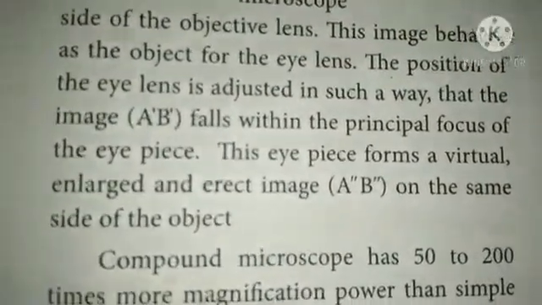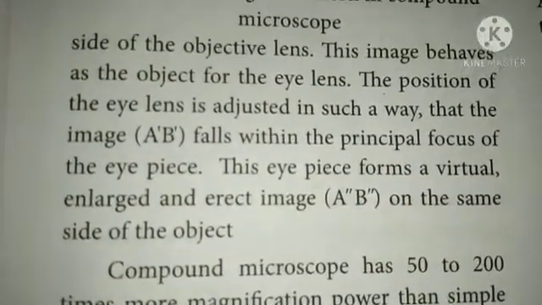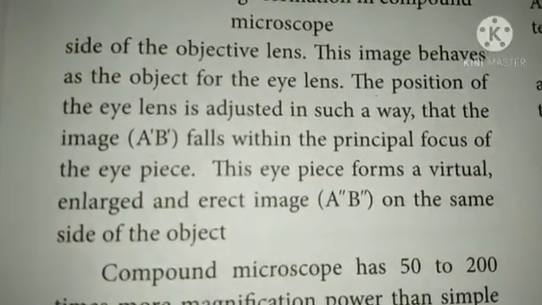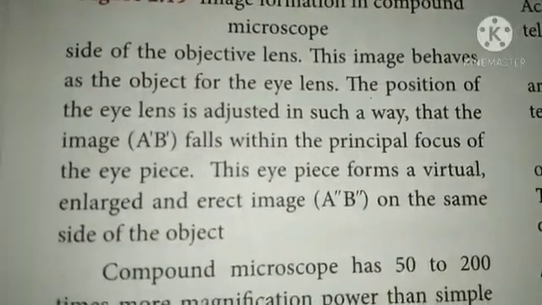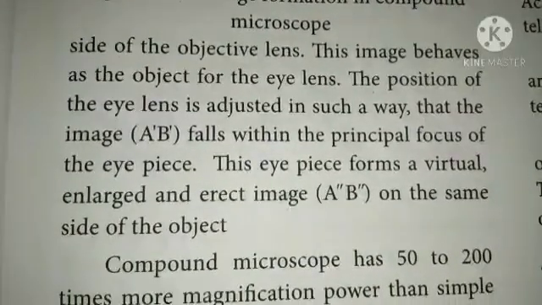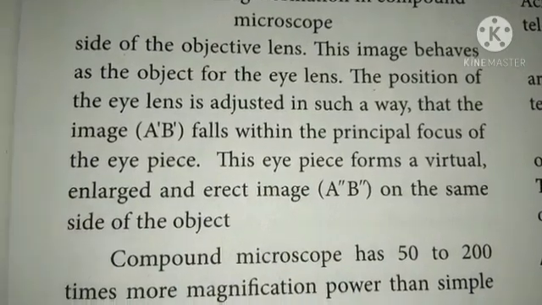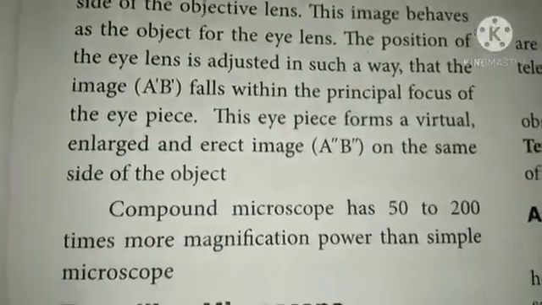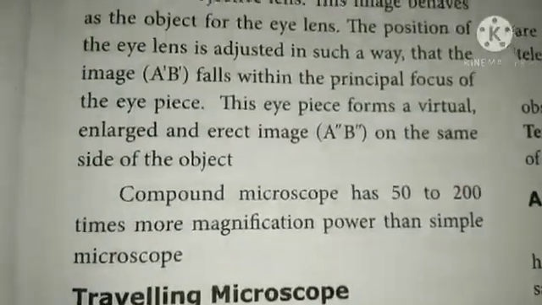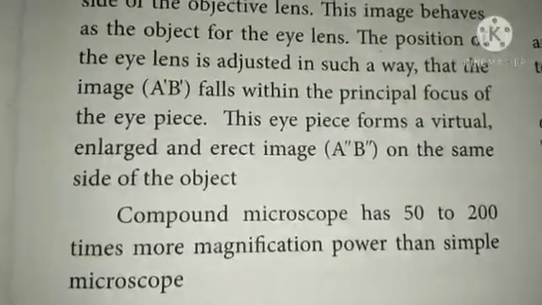The position of the eye lens is adjusted in such a way that the image A'B' falls within the principal focus of the eyepiece. This eyepiece forms a virtual, enlarged and erect image A''B'' on the same side of the object. Compound microscope has 50 to 200 times more magnification power than a simple microscope.